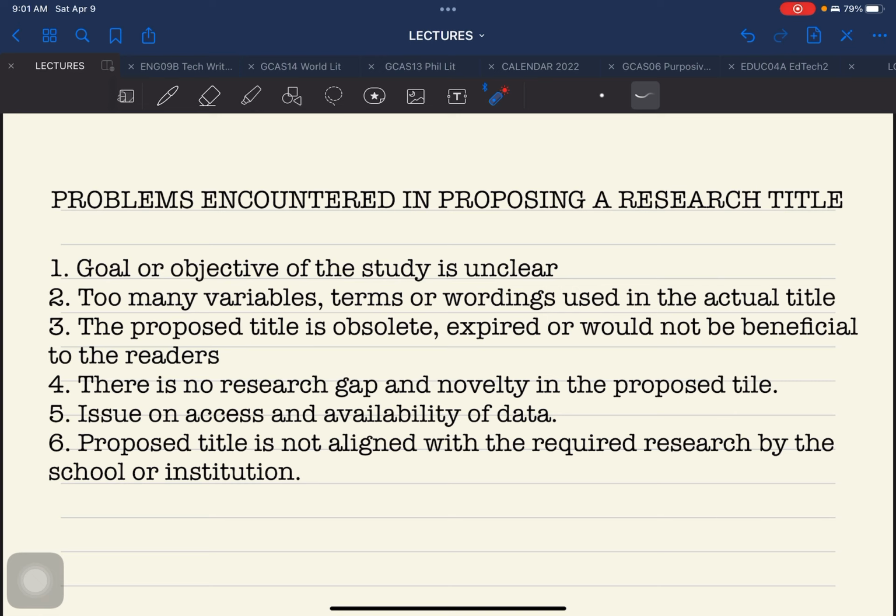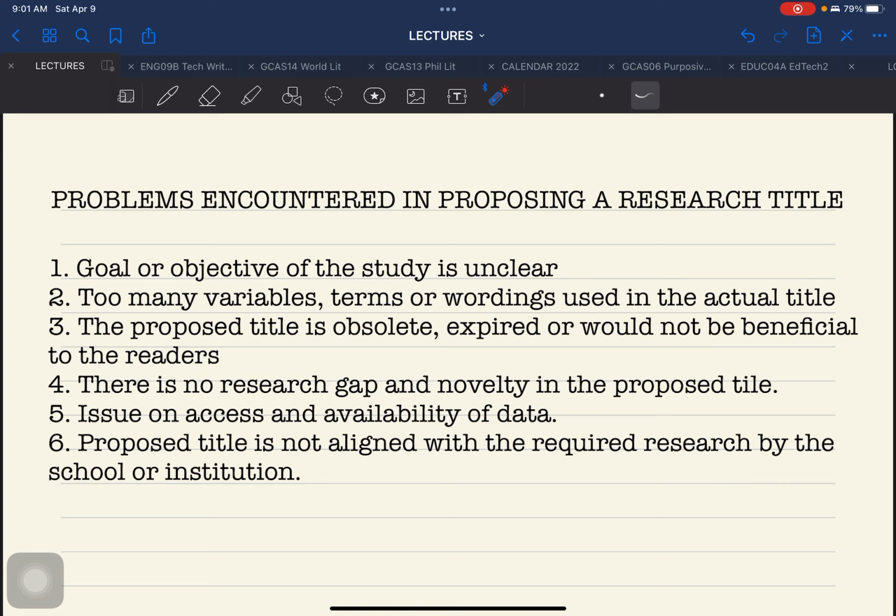So what are these problems encountered during your research title proposal? Number one is the presentation of the objective or the goal of the study. This should clearly be reflected in your research title.